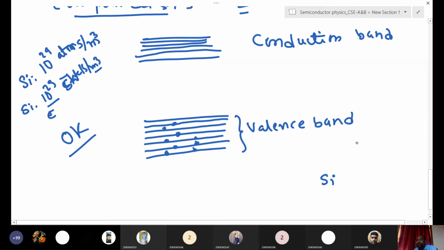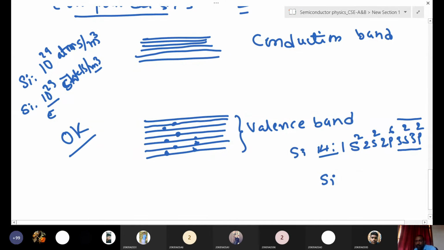The atomic number is 14, right? So if you write the configuration: 1s2, 2s2, 2p6, 3s2, 3p2. This 3s2 3p2 is the valency configuration. So that means 4 valency electrons are available for silicon.